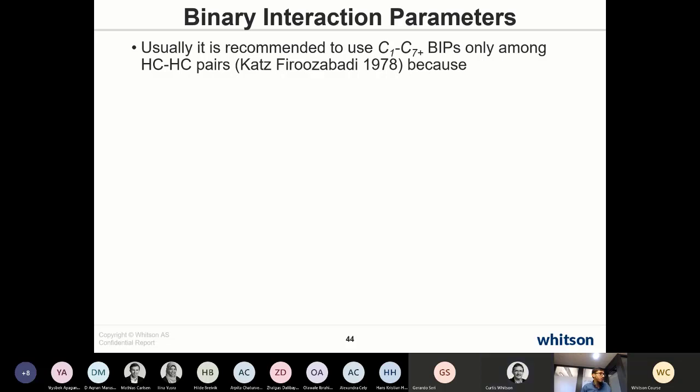And yes, Curtis? Effective and dangerous. Yeah, effective and dangerous, yeah. That's very well said.